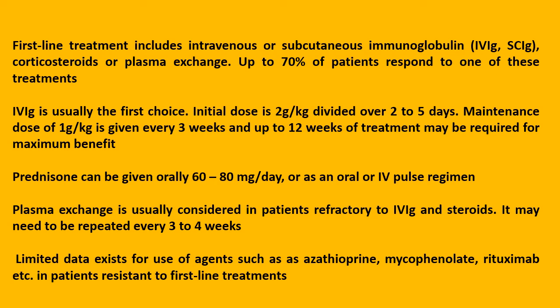Prednisone can be given orally, 60 to 80 milligrams per day, or as an oral or IV pulse regimen. Plasma exchange is usually considered in patients refractory to IVIG and steroids. It may need to be repeated every 3 to 4 weeks. Limited data exists for use of agents such as azathioprine, mycophenolate, or rituximab, etc. in patients resistant to first-line treatments.